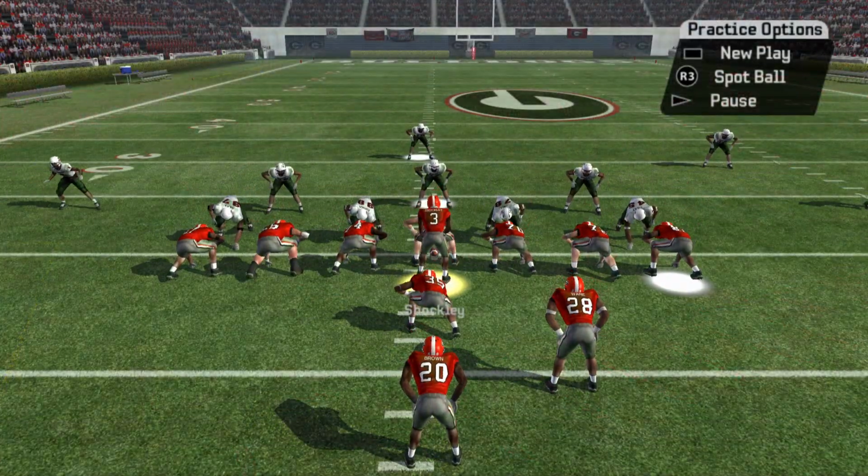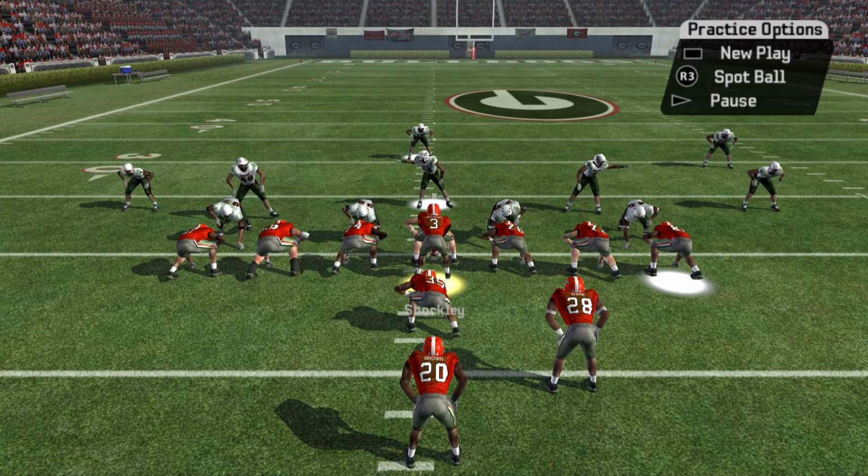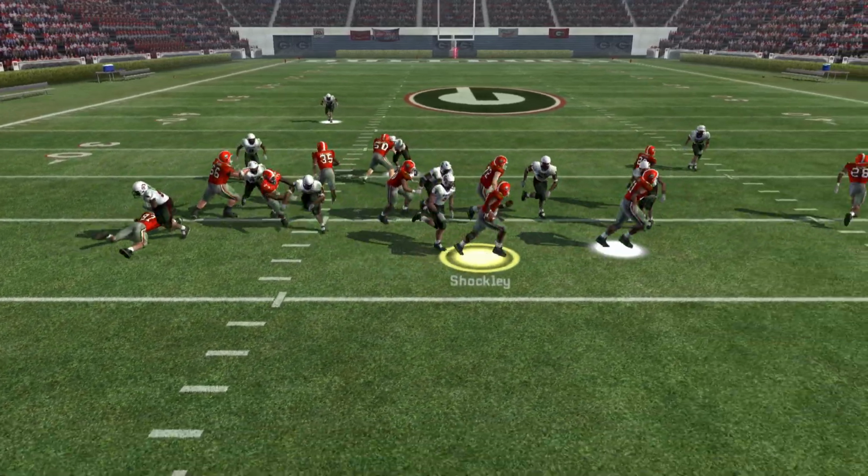Now, I think you could flip this. You can flip it, which is good. So we're going to go to the right. You can hand it off to the fullback, the guy right behind the quarterback, or you can keep it. Let's just keep it and see what happens.